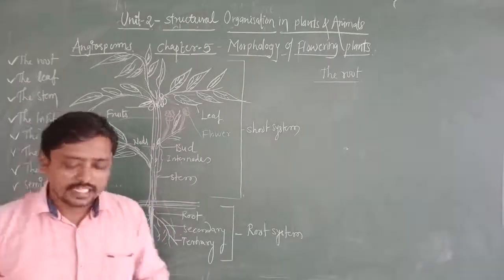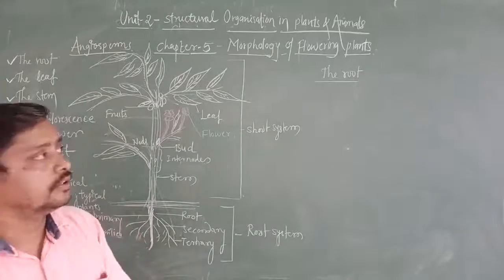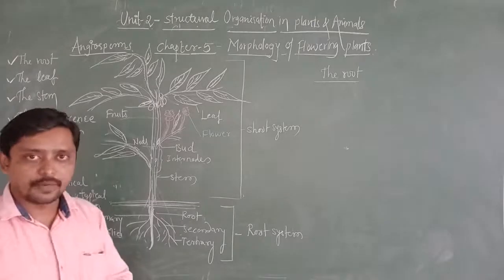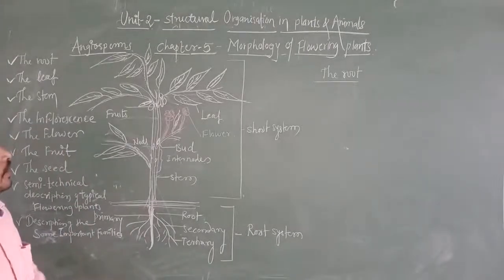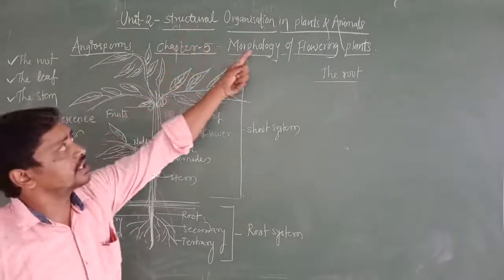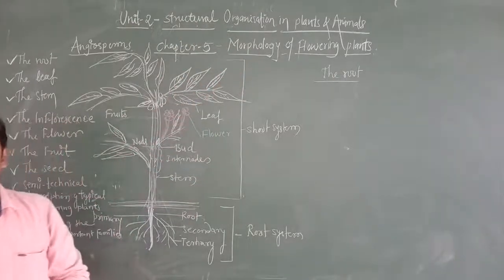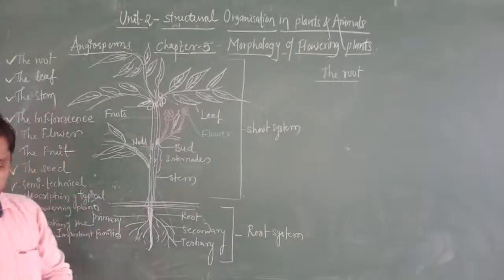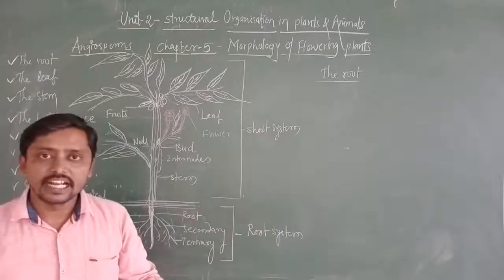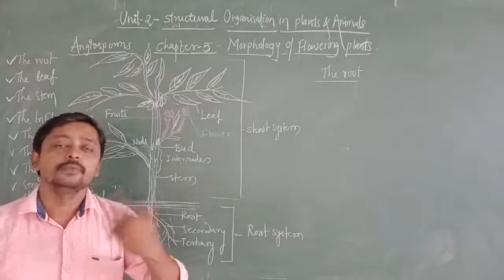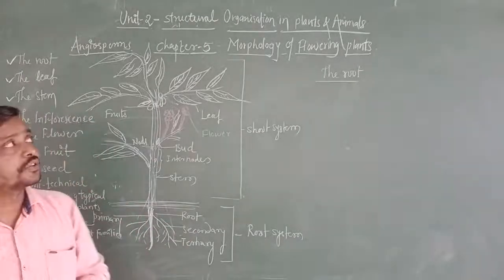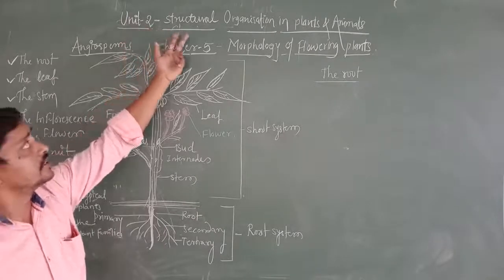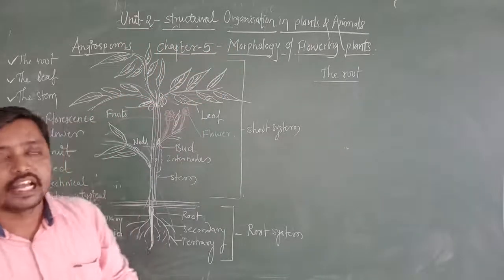Now, in this particular class, we are going to start a new chapter under Unit 2, that is, Structural Organization in Plants and Animals. In the sense of the different kinds of structures, organs and their functions, we are going to study them in this unit. The unit name is Structural Organization in Plants and Animals.